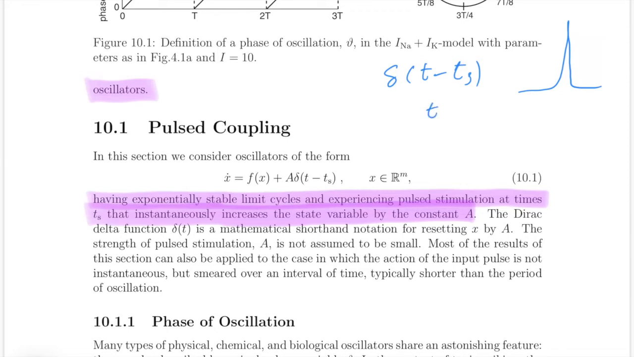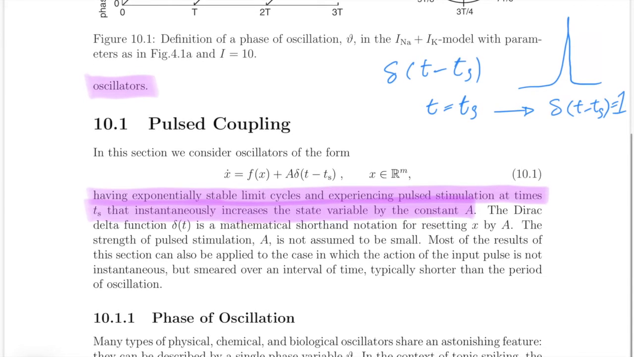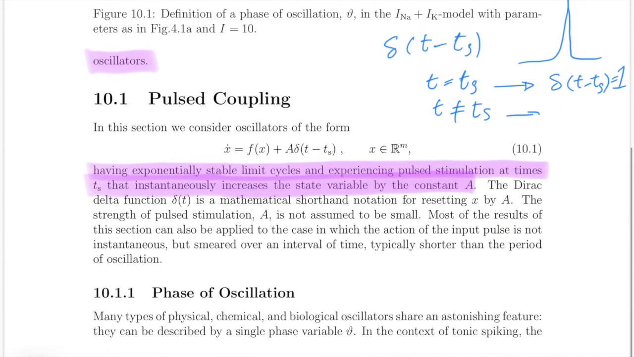Just know that if t is equal to ts, then delta of t minus ts is equal to 1, and if t is not equal to ts, then this delta is equal to 0. That's all. So it just tries to say that at the time of the spiking neuron, there is this a here, which is going to be used for resetting.